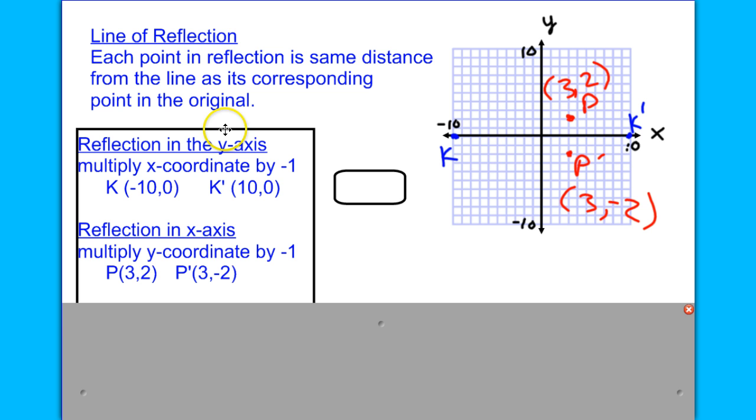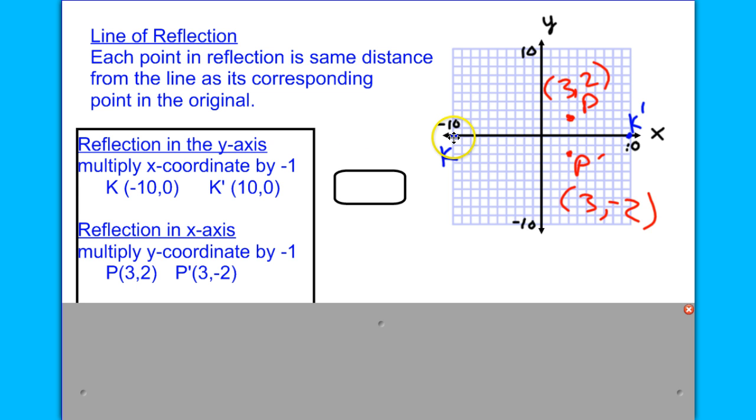When you want to reflect across the y-axis, take the opposite x. Emily, if the point K, the original K point here, was reflected across the x-axis, which value are we supposed to multiply when we're reflecting across the x-axis? 0. We're supposed to multiply the y value. So what is 0 times -1? 0. It doesn't change it, does it?